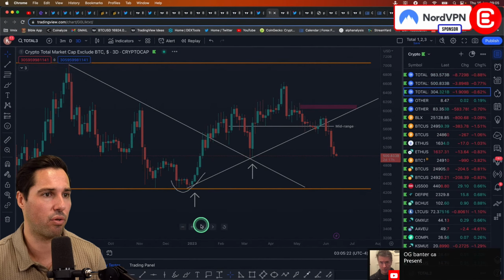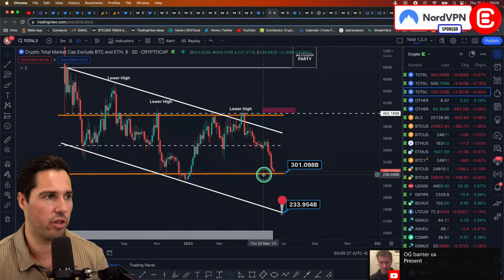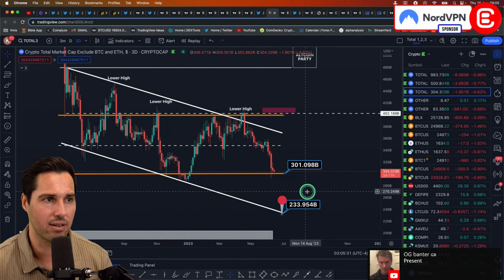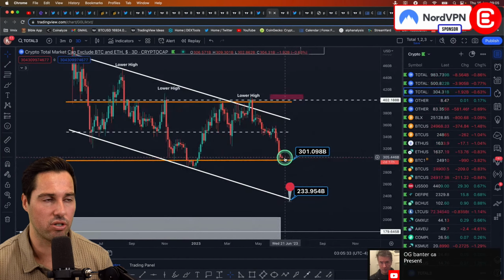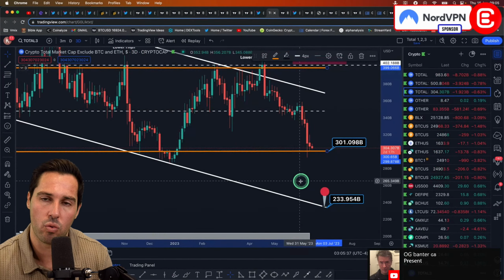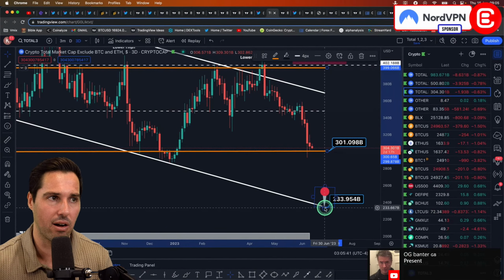All right, look at Total 3 over here. Total 3 coming into also the range low, the orange line over there, but we're still following the parallel channel towards the downside. If this range low starts to have any closes below the orange at 301 billion on a 3-day time frame, that will signal continuation down.